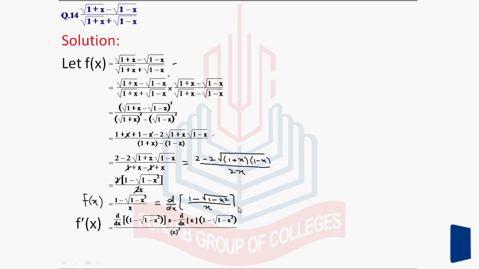So this is of the form f(x) divided by g(x). So we use the quotient theorem here, and that will be the square of the denominator, x whole square. x will be as it is, derivative will apply on the numerator, which is 1 − √(1−x²), minus, then derivative will apply on x, and 1 − √(1−x²) will be as it is.